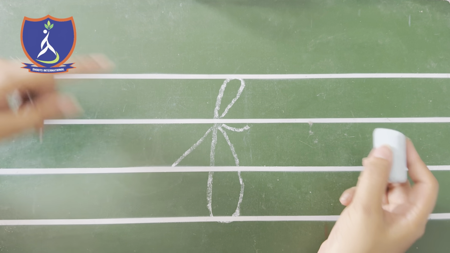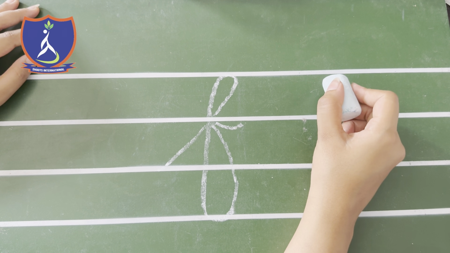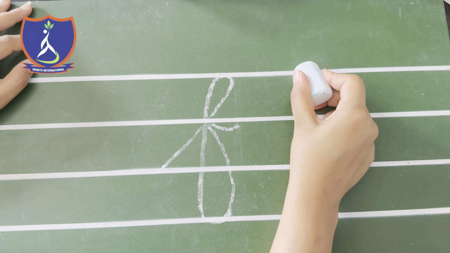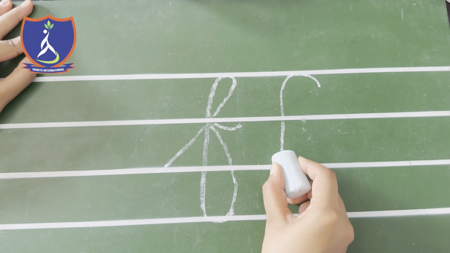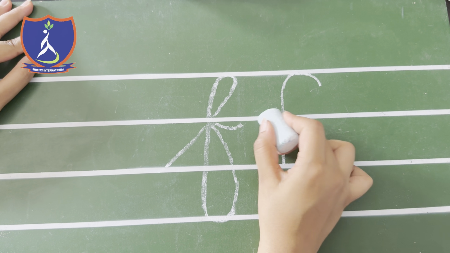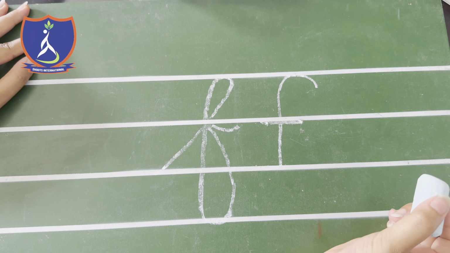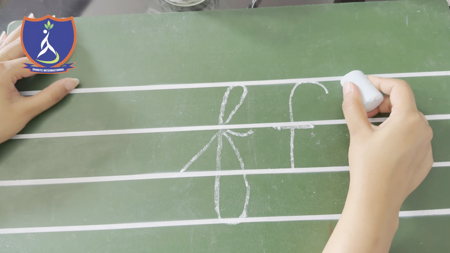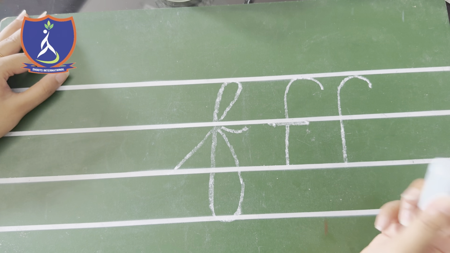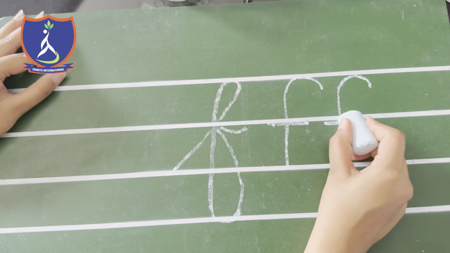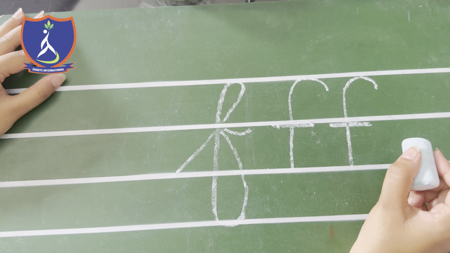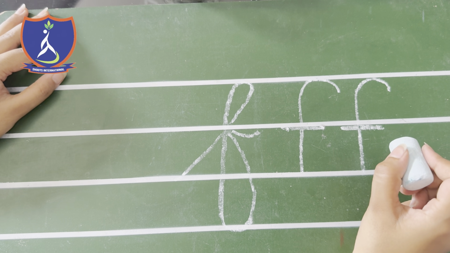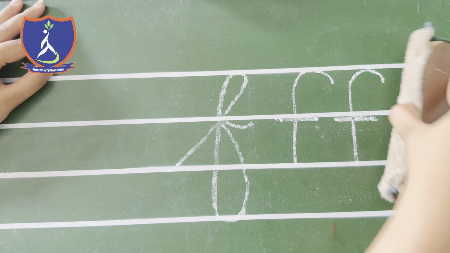If this is difficult, you can also make it like this. Make a round, come straight down, lift up, and across. See, this is very easy. You go around, come straight down, lift up, and across. This is the letter F.